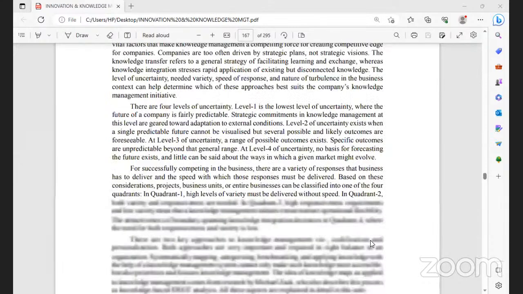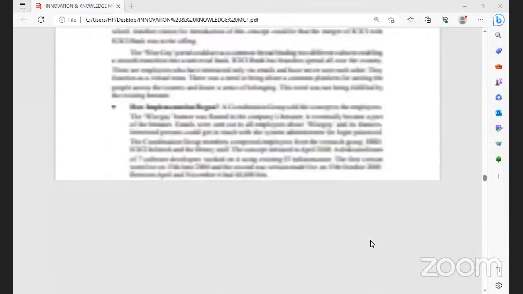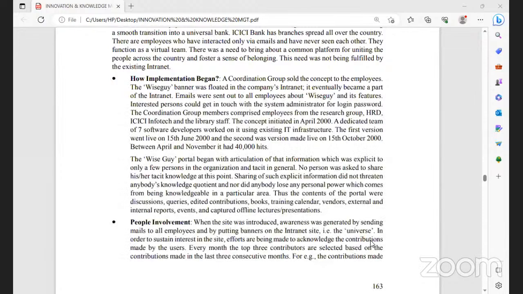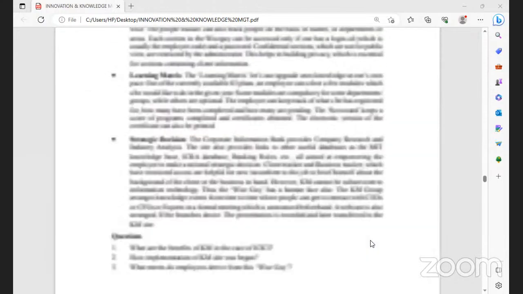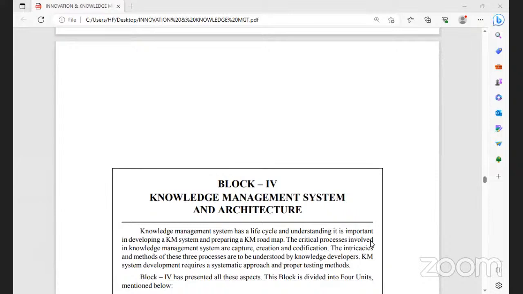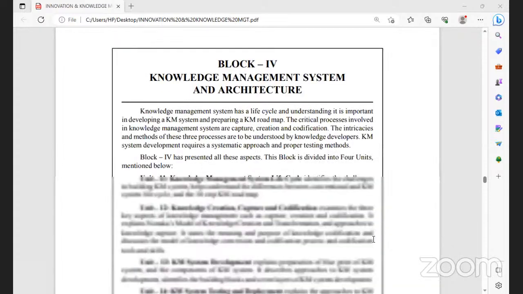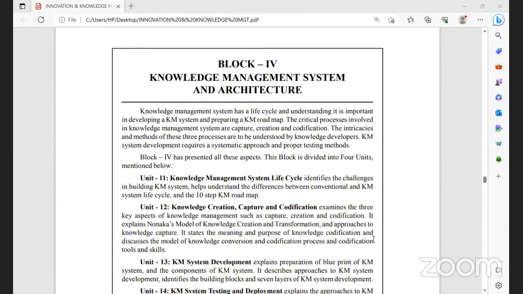And the next topic in our subject relating to innovation and knowledge management. In knowledge management, that is block 4, knowledge management system and architecture. Every system will have architecture. For example, big data in the IT industry has the architecture of mapping and reducing, and a 3-tier architecture too.